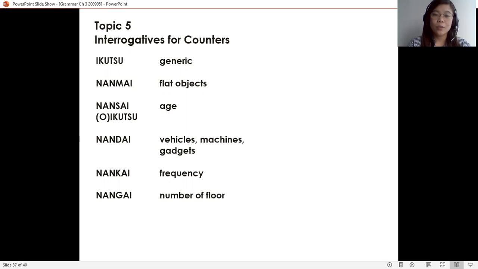One thing to take note of is for nansai, or the age: a more formal, more polite way of asking someone their age is to say oikutsu. So when you ask someone their age, you can say oikutsu desu ka? How old are you, in a more polite way.